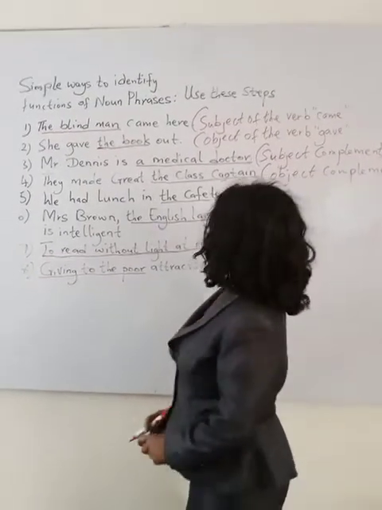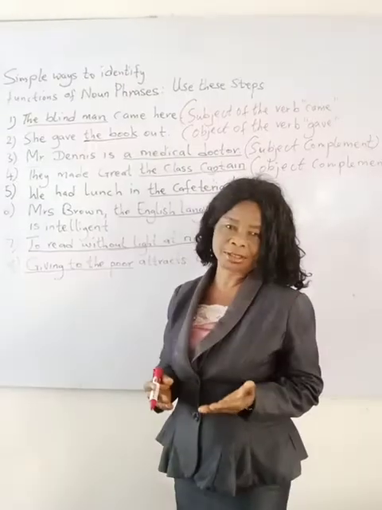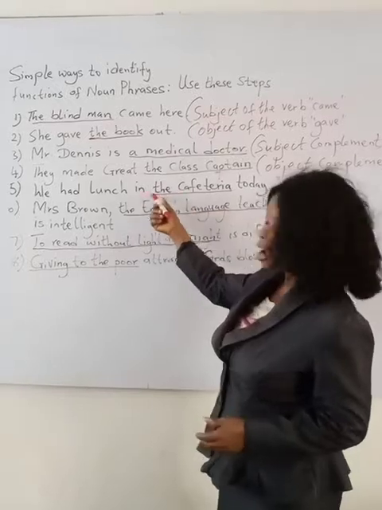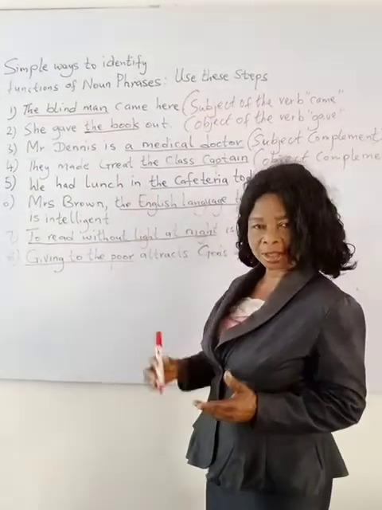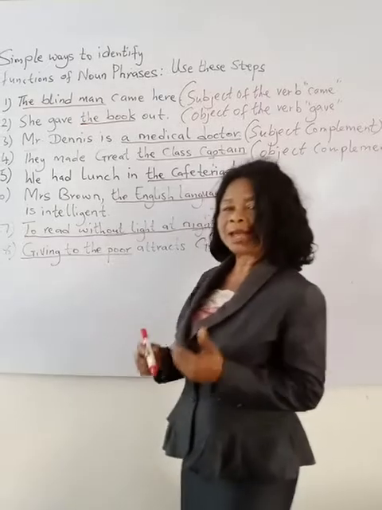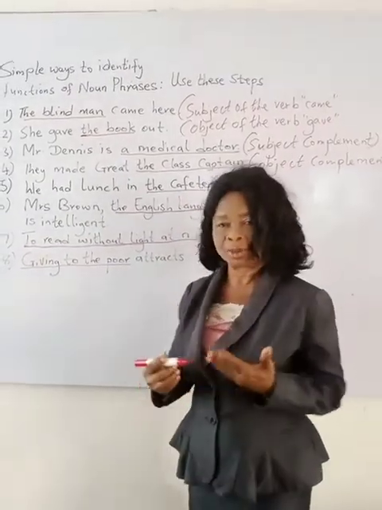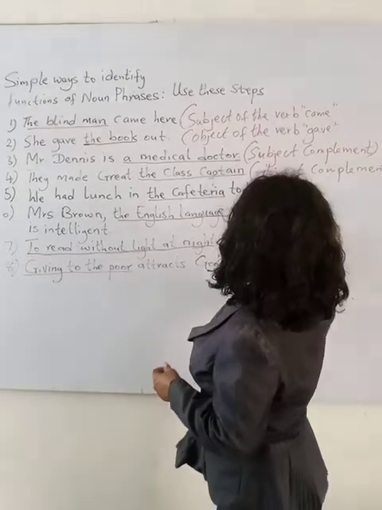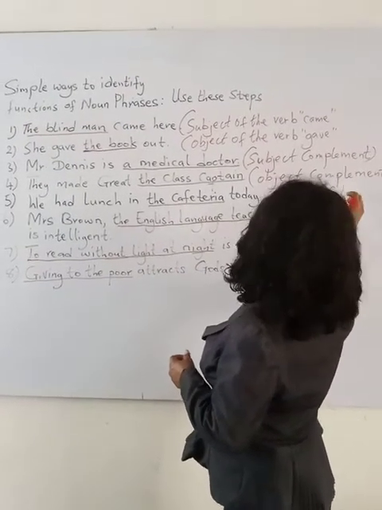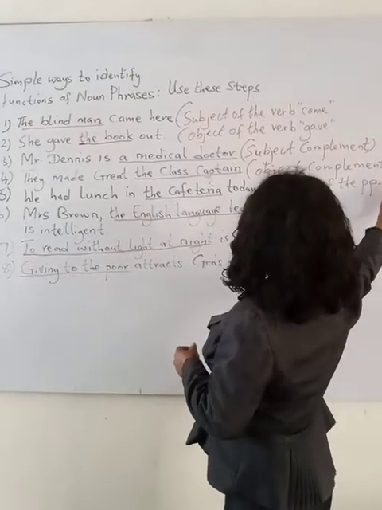Five: we had lunch in the cafeteria today. And we say the cafeteria is a noun phrase. What position does it occupy? It comes immediately after the preposition in. Therefore, it is governed by the preposition in. So it becomes either object of the preposition in or complement of the preposition in. So I will take object of the preposition, PP here for abbreviation of preposition.